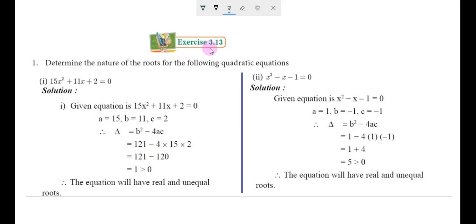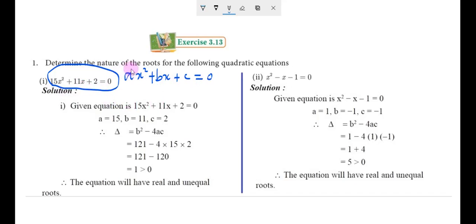Okay, now exercise 3.13. Question number 1. Determine the nature of roots of the following quadratic equation. Subdivision 1: 15x square plus 11x plus 2 equal to 0. Okay. Just compare the given equation with ax square plus bx plus c equal to 0.